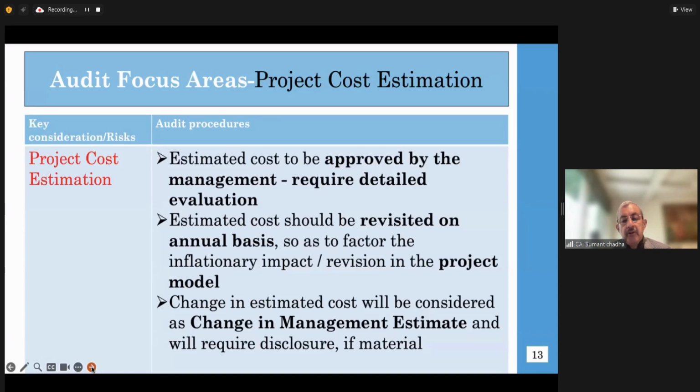One important point is, if there's a material change in estimates, a change in management estimates is a disclosure requirement according to our accounting standards. So whether it will come under that threshold or not, I'll have to see as well.